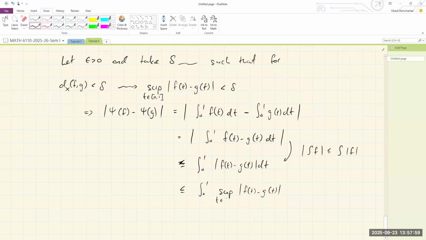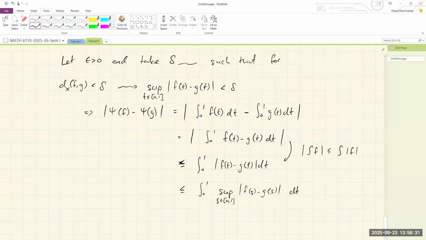I take again the supremum over all values between 0 and 1. Technically I should change the letter here to a different dummy variable, instead of using t for both the integration and the supremum. So maybe I need to use s, right? So I'll take the supremum over s, and then I integrate it now with respect to t.